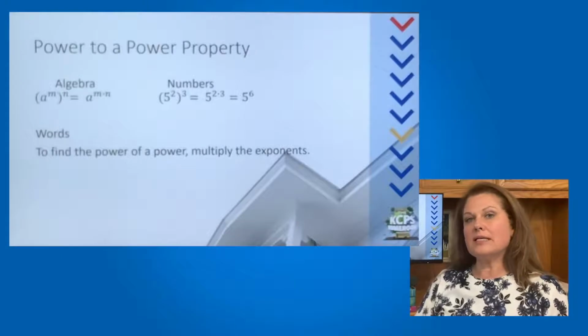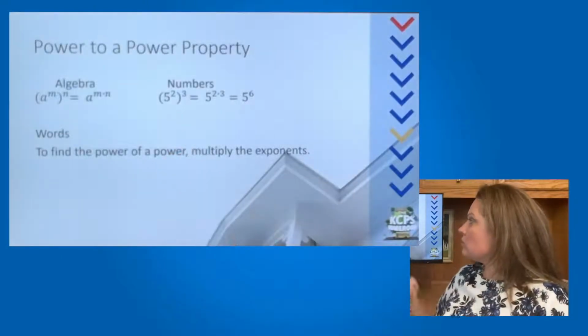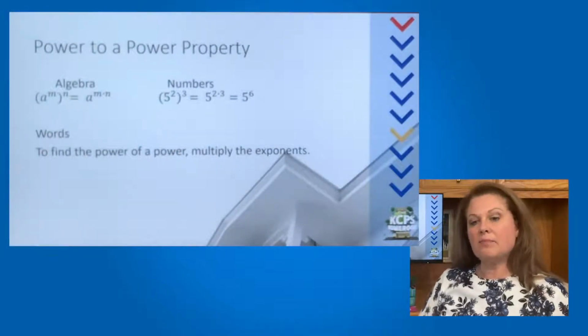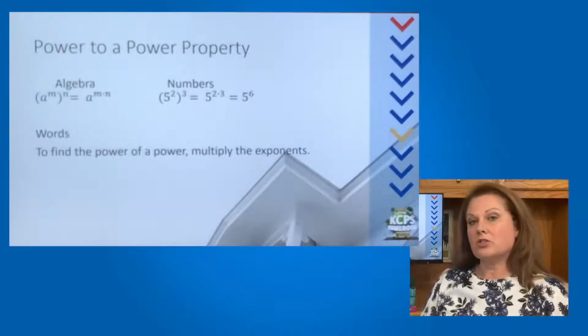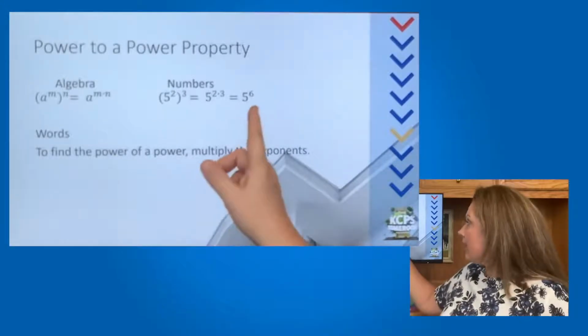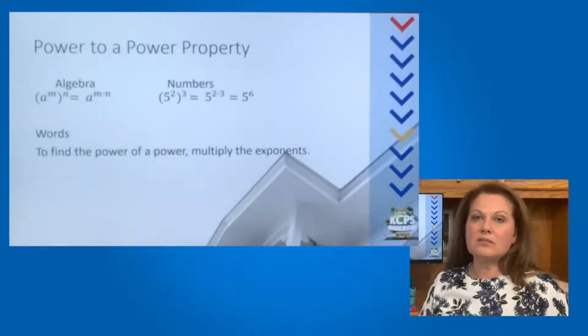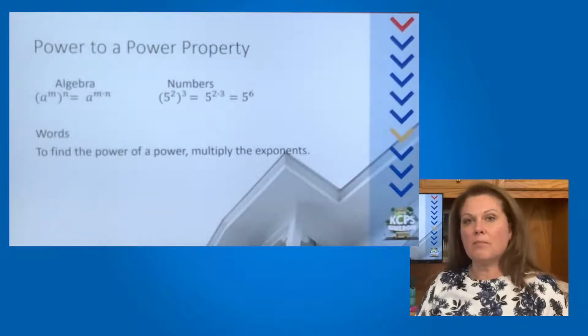Sometimes it's a little bit easier to see in numbers. We have 5 to the second power to the third power. We're working with the same base, so simply multiply 2 times 3. 2 times 3 is 6. That is our simplified version, 5 to the 6th. Now in words, it's going to sound something like this: to find the power of a power, multiply the exponents.